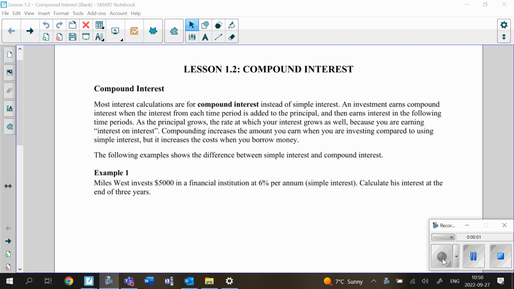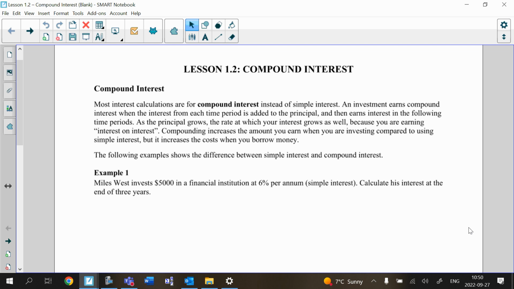Talked about simple interest. If you are investing some money, you can earn simple interest, or if you're taking out a loan or taking out some form of credit, you can pay simple interest. That's one type of interest that we use. The second one is called compound interest. And the best way to explain compound interest is to do an example. And then I'll go back to this explanation here.